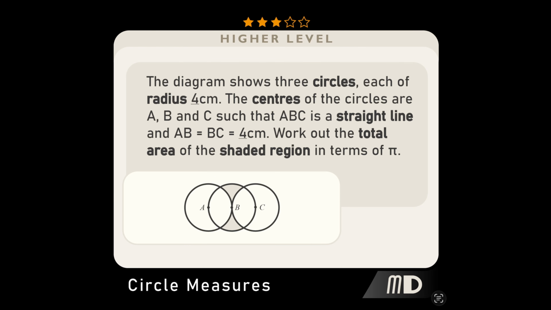This is question 21 from the 2022 GCSE Mathematics Higher Tier exam and tests our understanding of circle measures.